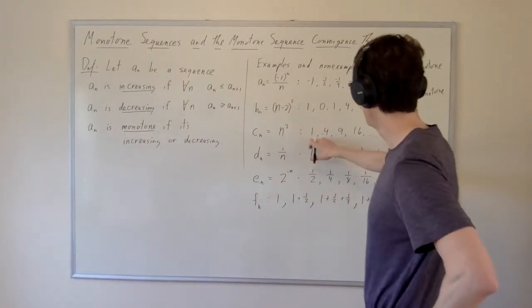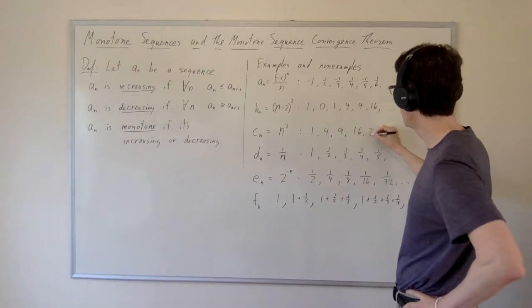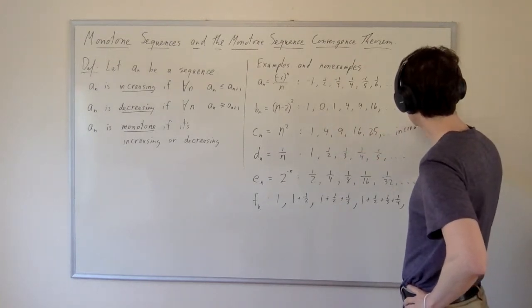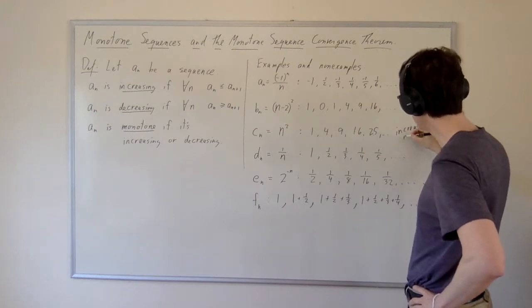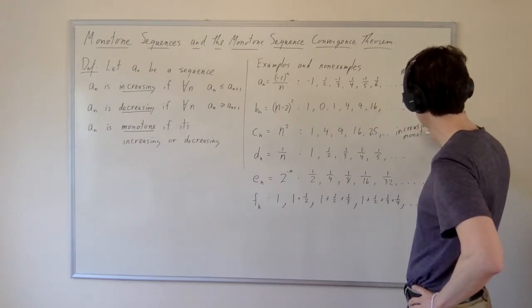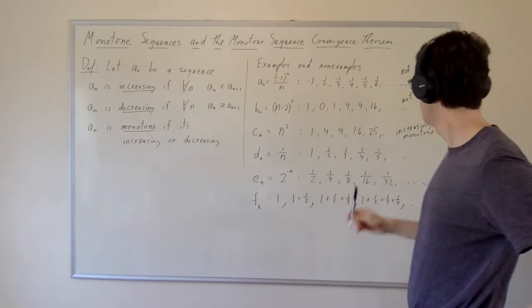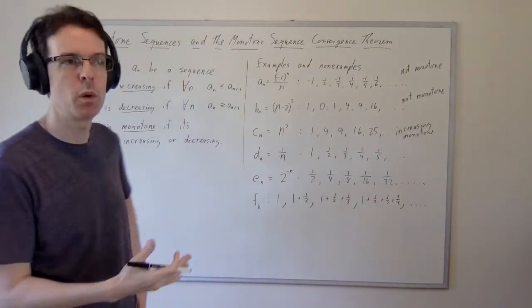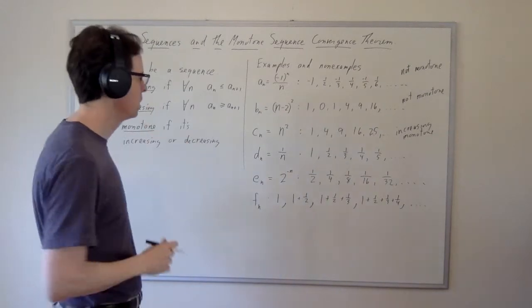n squared itself: 1, 4, 9, 16, 25. This is an increasing sequence. And because it's increasing, of course, the word monotone applies to it. Often, to emphasize that it's monotone, we would say it's monotone increasing, but really that's redundant.